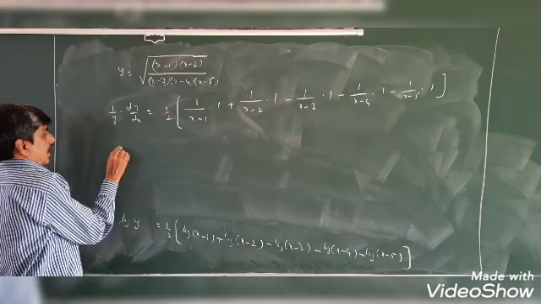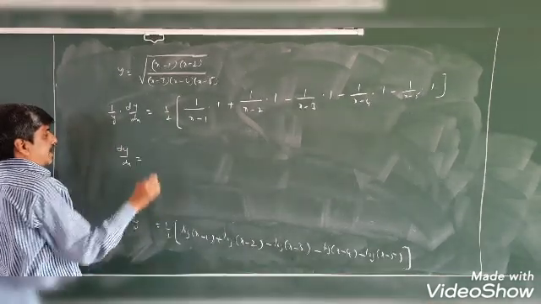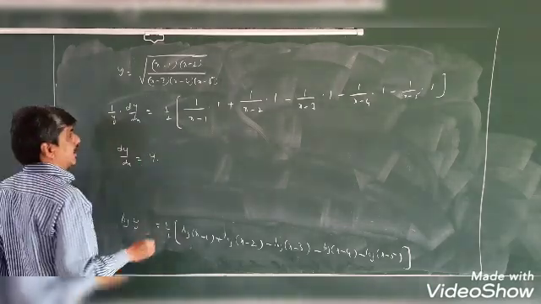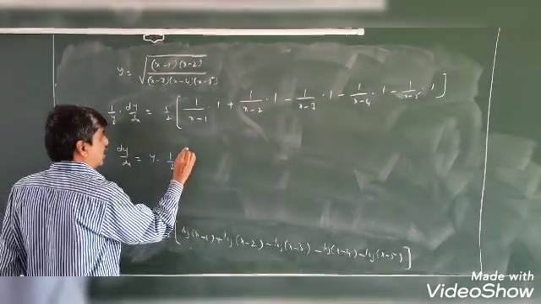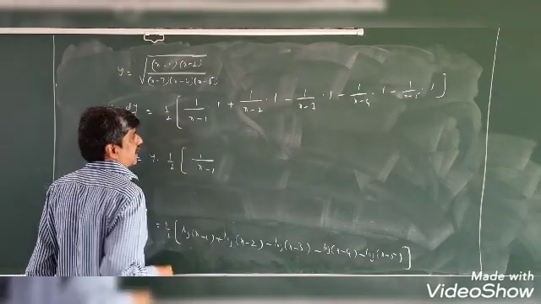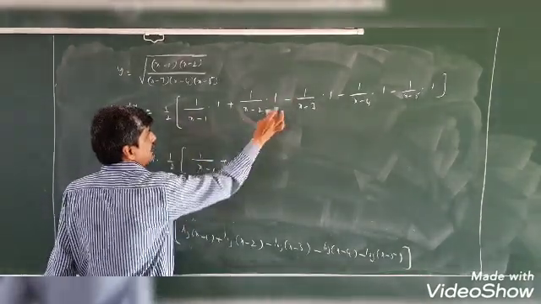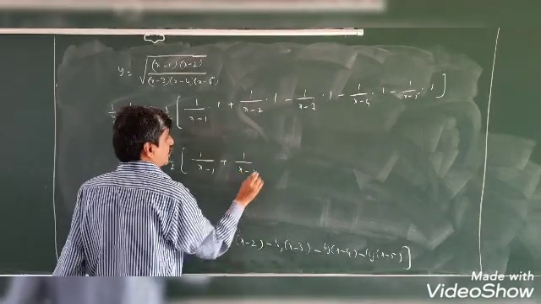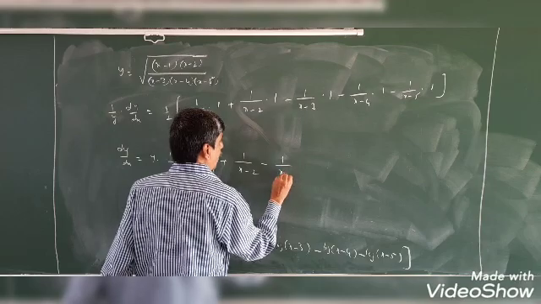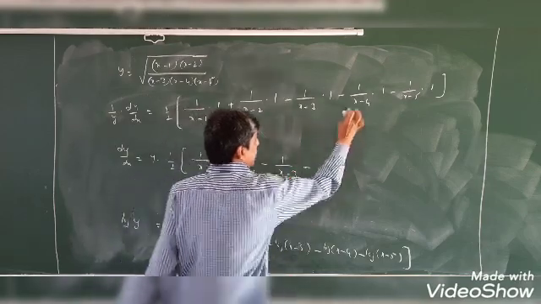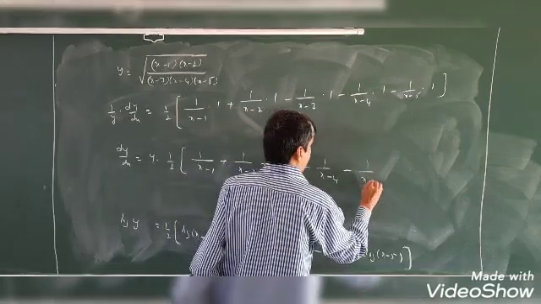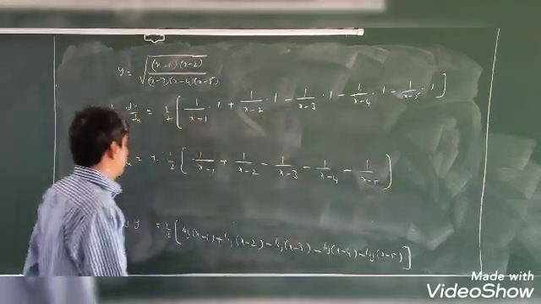Now dy by dx is equal to y into 1 by 2 into [1 by x minus 1 plus 1 by x minus 2 minus 1 by x minus 3 minus 1 by x minus 4 minus 1 by x minus 5], that is, 1 by x minus 1 into 1, plus 1 by x minus 2 into 1, minus 1 by x minus 3 into 1, minus 1 by x minus 4, minus 1 by x minus 5.